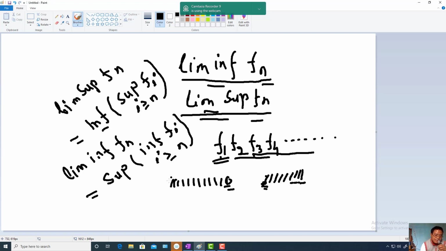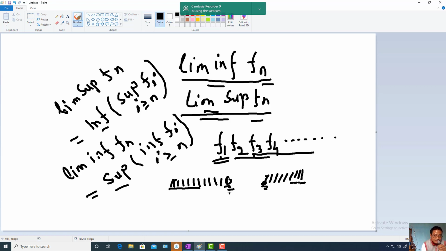So when n is equal to 1, you find out the infimum here, the smallest one. When n is equal to 2, you get another infimum. It keeps on increasing, as I explained. So the greatest one, the supremum, will be somewhere here. So this we call the limit infimum.